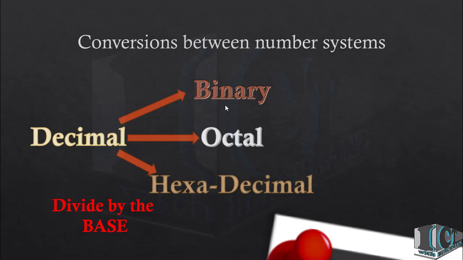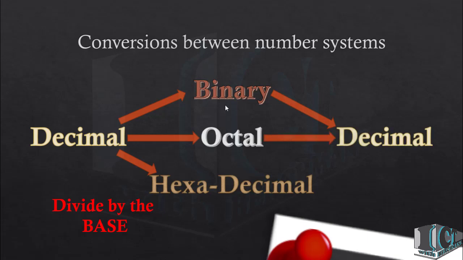Then the second conversion method. If I want to convert a binary number to decimal, or an octal number to decimal, or a hexadecimal number to decimal, I am going to use a method called the place value method. So if I want to convert a decimal to any of the number systems, I am using the divide by the base method. If I want to convert any number system into decimal, I am going to use the place value method. So these are 2 methods that we have to discuss.